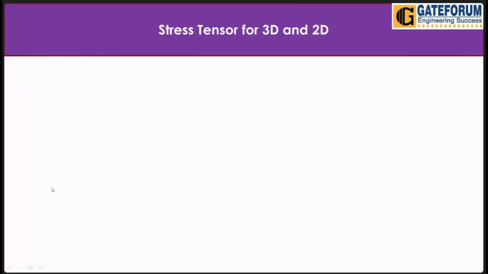So what is basically a stress tensor? Just look here. We have two types of stress, normal and shear. Suppose here we have 3D. Suppose I'm taking one cube like this. So what is the meaning of stress tensor basically?